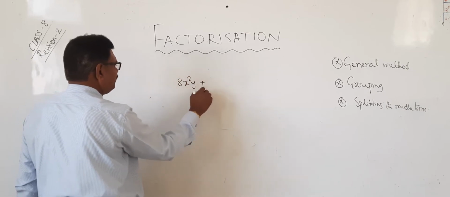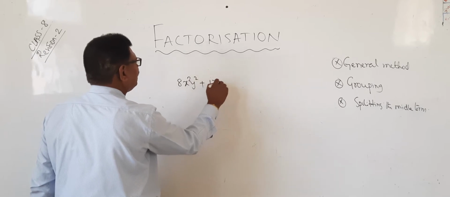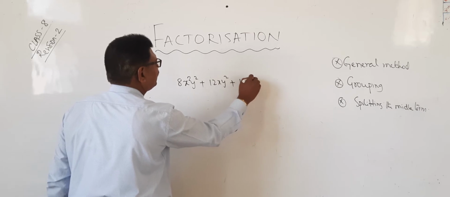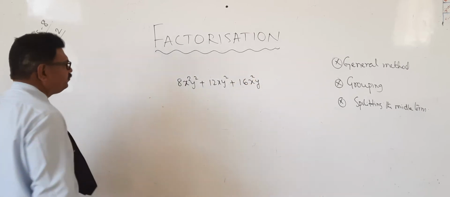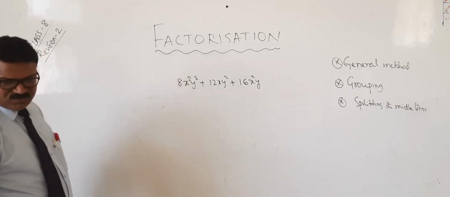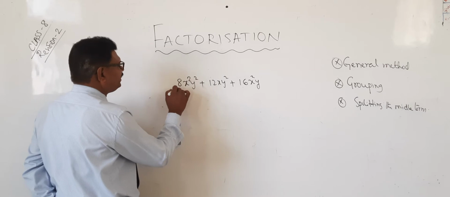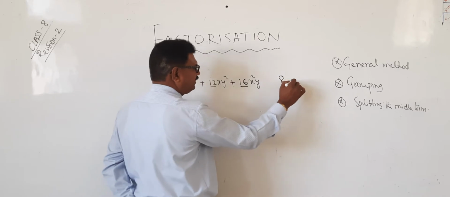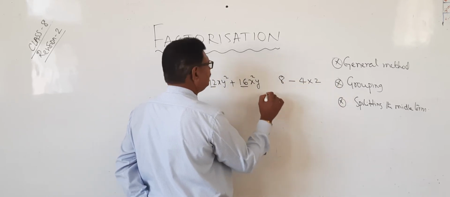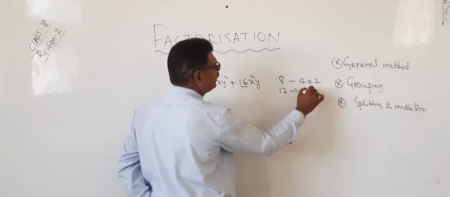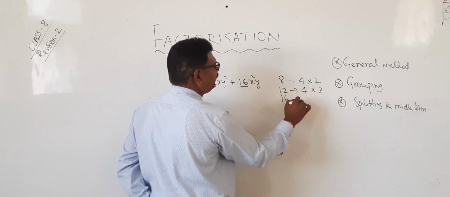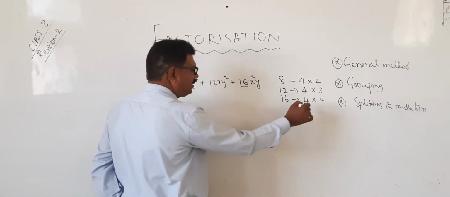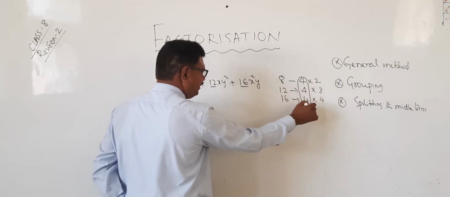8x square y square plus 12xy square plus 16x square y. Now factorize. Very simple. First we should see the numbers 8, 12, 16. So for time being we write like this. 8 means 4 into 2, 12 means 4 into 3, 16 means 4 into 4. Therefore, among three, which is the common in all the three? Yes, 4.